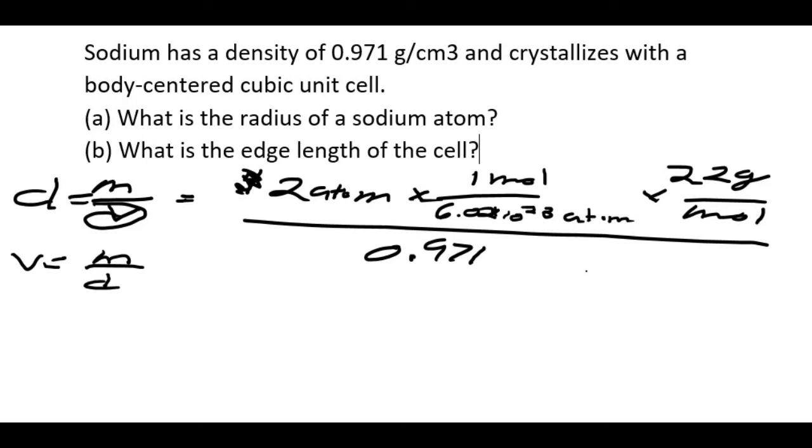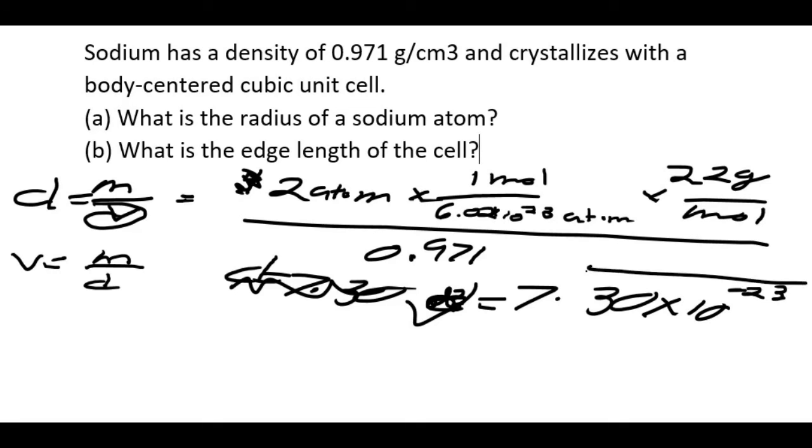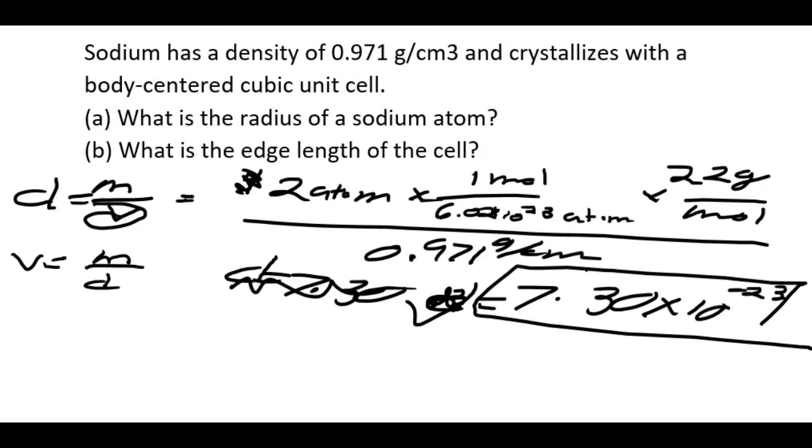So just give me a minute. I'm still calculating it. Times 2, 22. So we got the volume is 7.3 × 10⁻²³. That would be our volume.